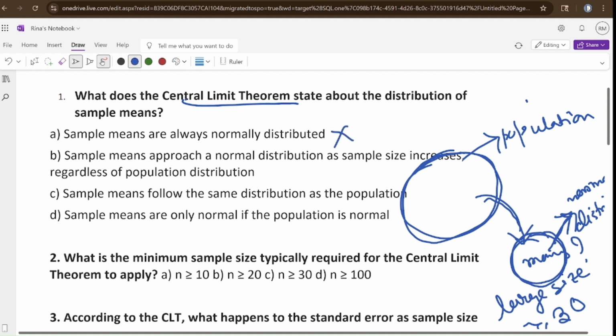Sample means approach a normal distribution as the sample size increases, regardless of population distribution. That is the definition. Okay. Sample means follow the same distribution as the population for smaller size, not for larger size. Sample means are only normal if the population is normal. No, that is not true. But if the population is normal, the sample means will also be normal. But the word "only" is wrong here.